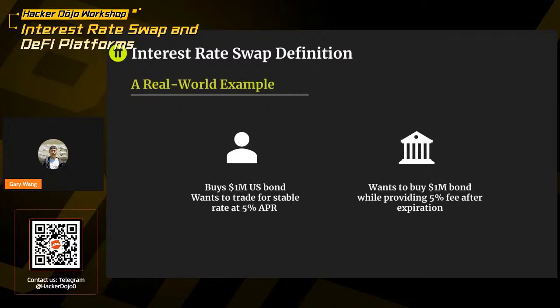So I would rather believe that in the real world, the average yield of the US bond would be like 5%. I would like to trade it at a 5% stable yield, stable rate. So even if the past data has shown that maybe the average interest rate will be like 6%, I would like to trade it at a discount because I like stability.